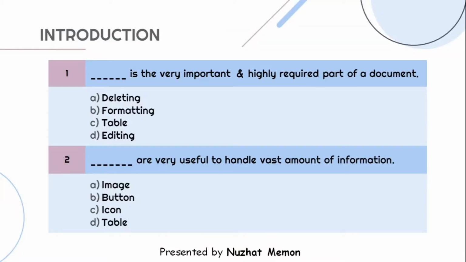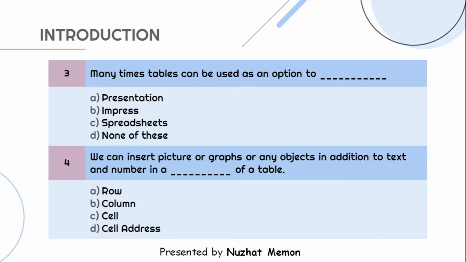Here we have the introduction, and the first question is: dash is a very important and highly required part of a document. So the correct option is table, right? Second, dash are very useful to handle a vast amount of information. The correct option is again table. Third, many times tables can be used as an option to dash. So they can be used as an option to spreadsheets. Fourth, we can insert pictures or graphs or any objects in addition to text and numbers in a dash of a table. So we can add it in a cell of a table.